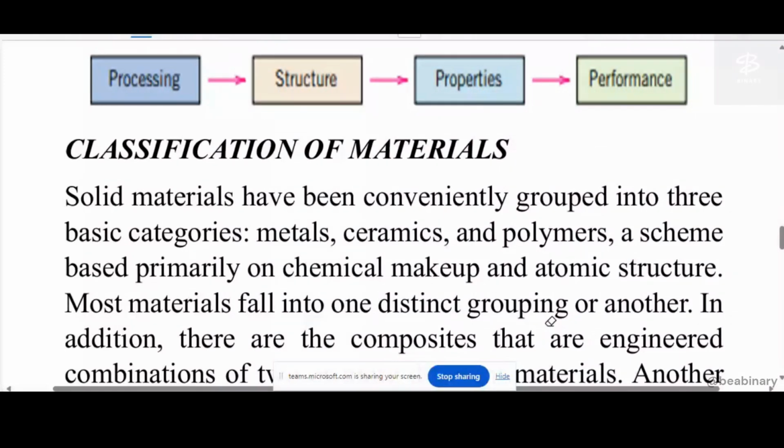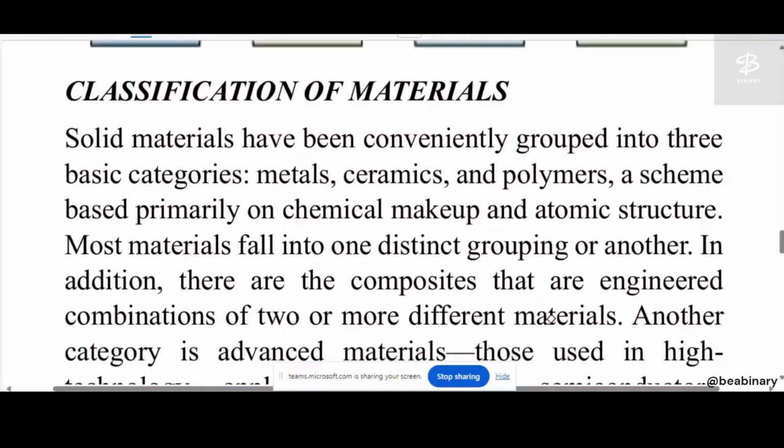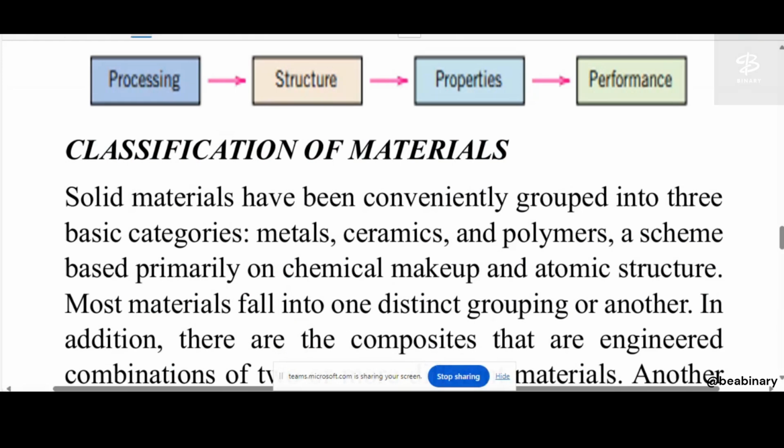So, classification of materials. Okay, now we can go to the details. I mean, how we can define or categorize solids in material science. Solid materials have been conveniently grouped into three basic categories.